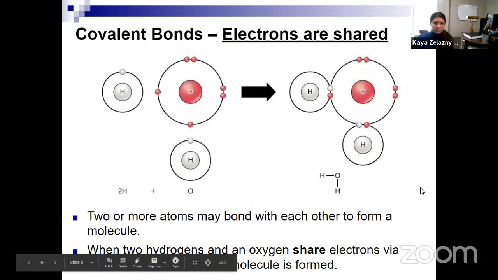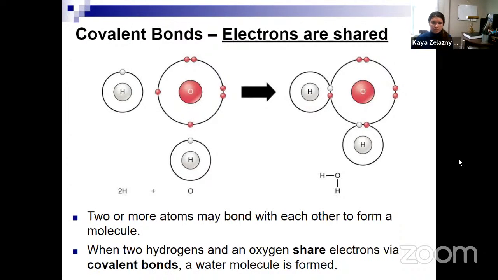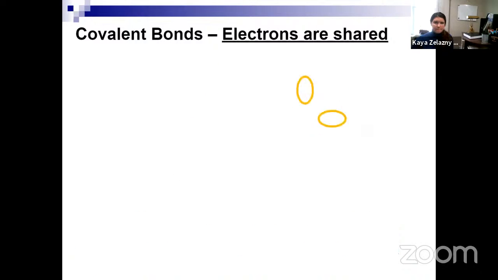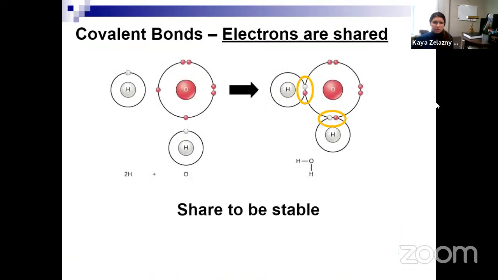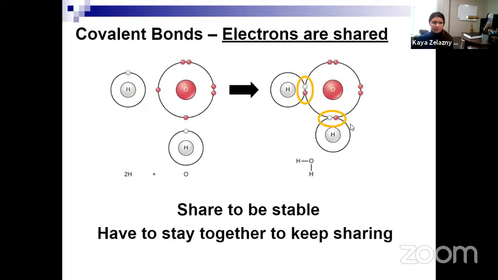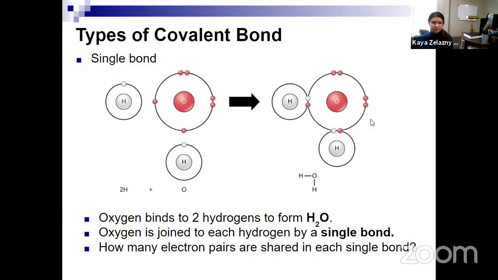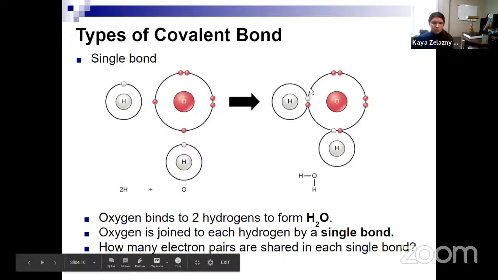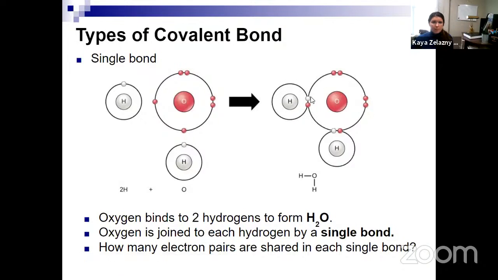So 2 or more atoms can bond together to form a molecule. 2 hydrogens and oxygens share via covalent bonds. That makes water. So this is just circling, sharing, saying that they're stable when they're sharing like this. They have to stay close to each other in order to keep sharing. So in each single bond, we just see 1 pair of electrons. Each atom is sharing 1 back and forth.